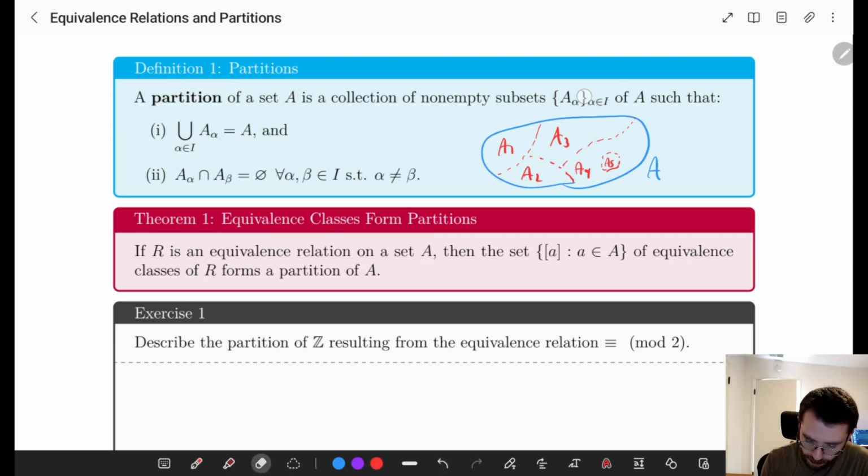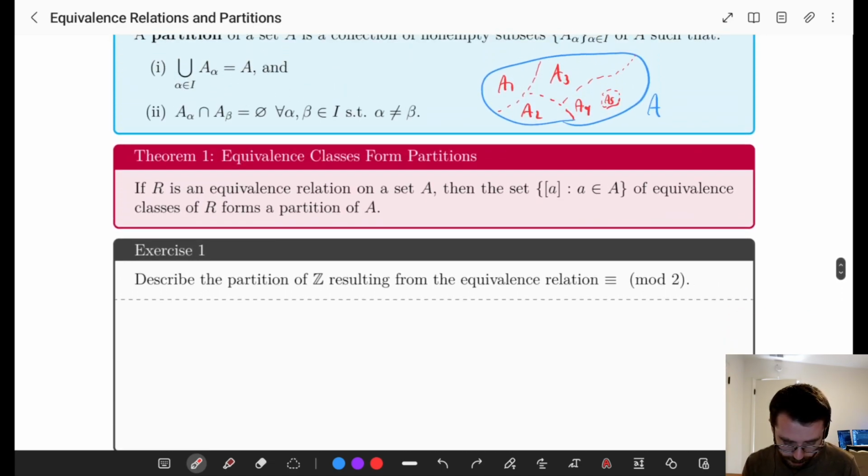And second, all of these sets have to be mutually disjoint. That's what this condition says. It says whenever you have two different indices, like 3 and 2, they have to be disjoint. Right? Their intersection has to be empty. So I'm not allowed to bleed over from one into the other. That would not be a partition. A partition is a division of your set into non-empty, non-overlapping subsets in such a way that you cover the whole set that you started with. Okay, so that's our formal definition.